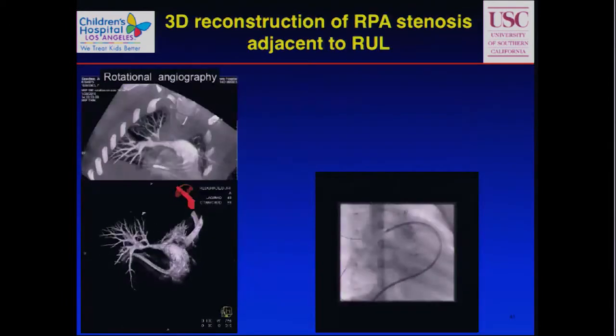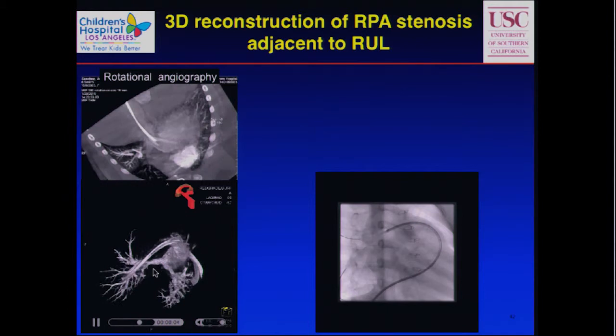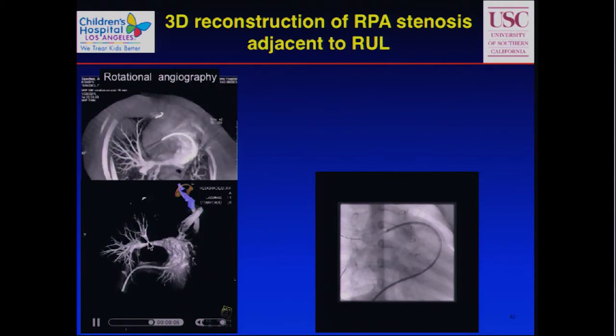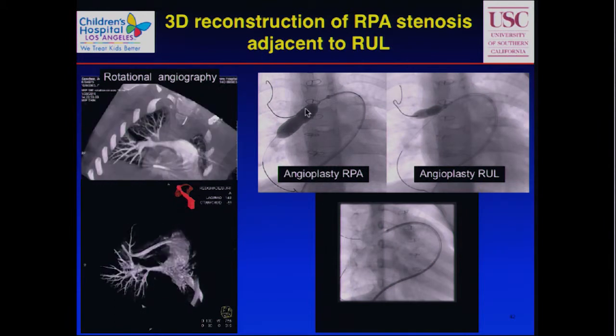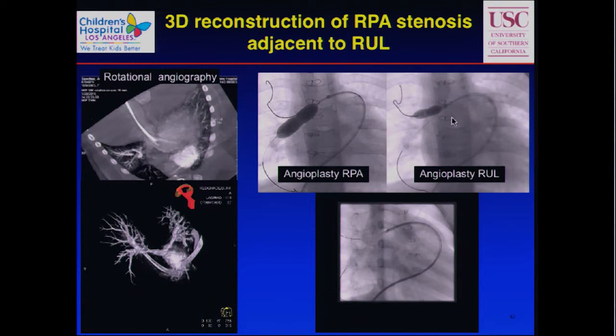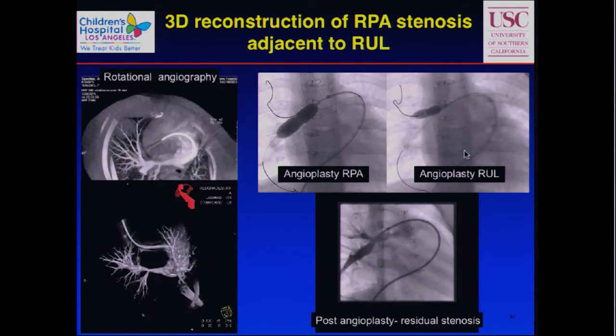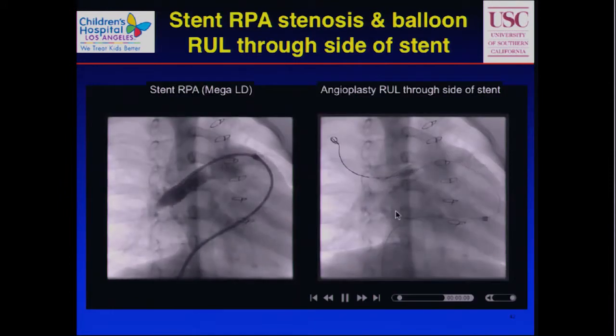So here's a 3D rotational angiography. You see the stenosis here. There's an upper lobe that's right in this region. So here we are putting a stent in. So we put a stent in, but we ran a wire through that. So now, first of all, we ballooned that up first, then we stented it, and you see how this is what it looks like after angioplasty. So then we went ahead and put a stent in.